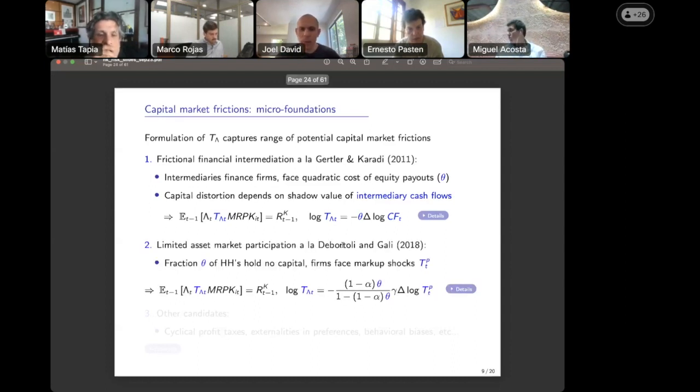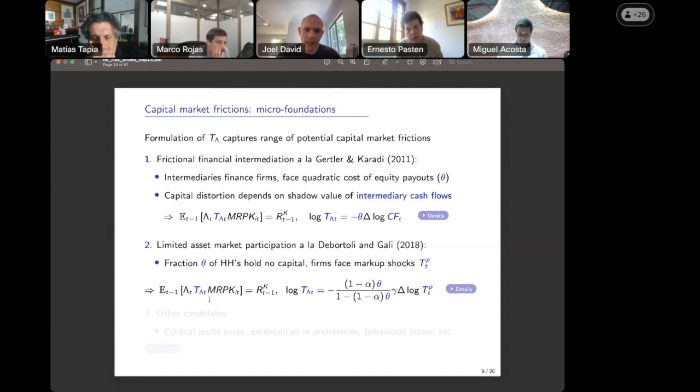Here's a second example for anybody who works in the heterogeneous firm New Keynesian literature. Think about a model of limited asset participation. This is like a TANK model, if people know that literature. So I have a fraction theta of households who are constrained. They hold no capital. Only a fraction 1 minus theta of households own the capital. Okay. And firms face markup shocks. This is a common markup shock that's redistributing firm revenue across profits and labor. Just with that model, nothing else.